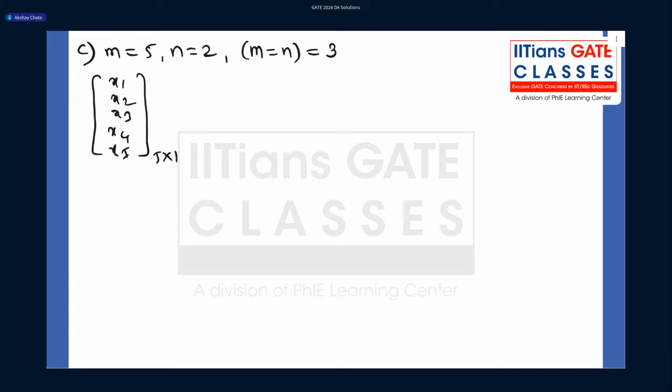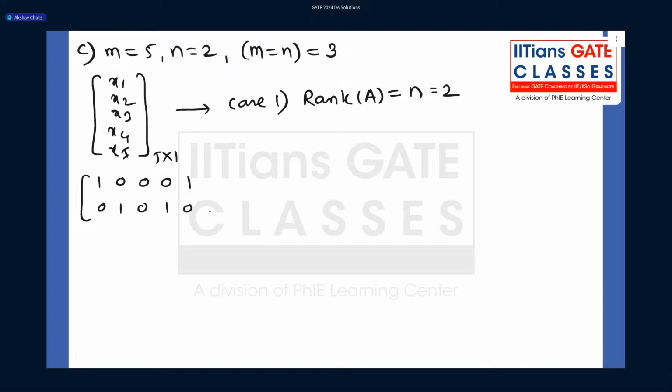Here also again there are 2 cases. Case 1, when the rank of matrix A is equal to n, so it is a full rank matrix. In this case, it is 2. Let's say again 1 0 0 0 1, and 0 1 0 0 1, something like this. This is linearly independent, so rank is 2 for this matrix. If you solve this, you get x1 plus x5 equal to 0, and x2 plus x4 equal to 0. x3 is always 0. So here x1 is minus x5 and x2 will be minus x4.